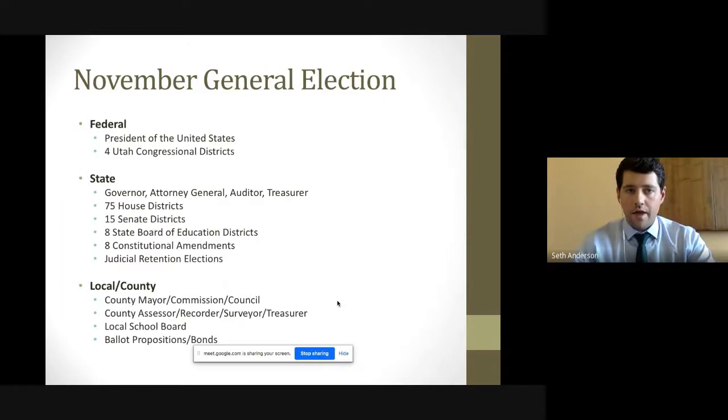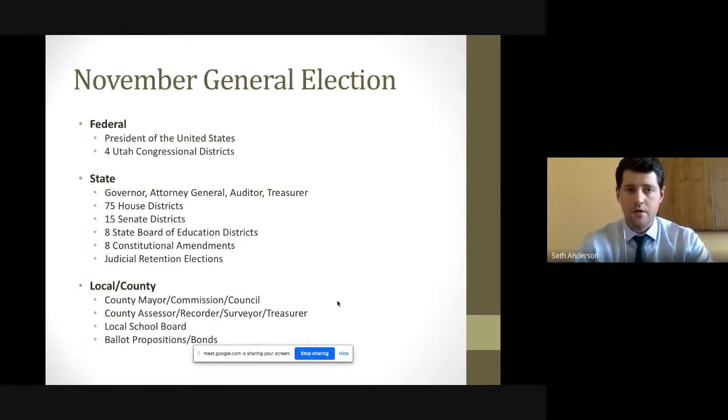For federal, as we all know, President of the United States is up for election, and all 4 Utah congressional districts. We do not have any U.S. Senate elections happening this year. The next one will be in 2022. So be on the lookout for that. No congressional or no Senate election this year.